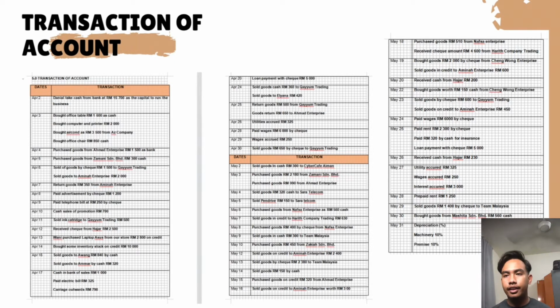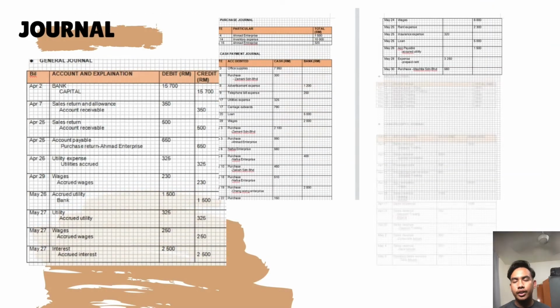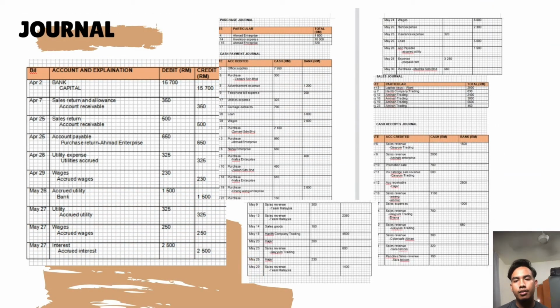Okay, next I will go to the transaction of our company. What you can see on the slide is that we made transactions in April and May, and as you can see, we have a lot of transactions in these 2 months for our business. Next I will go to our journals for our transactions in these 2 months, for April and May.